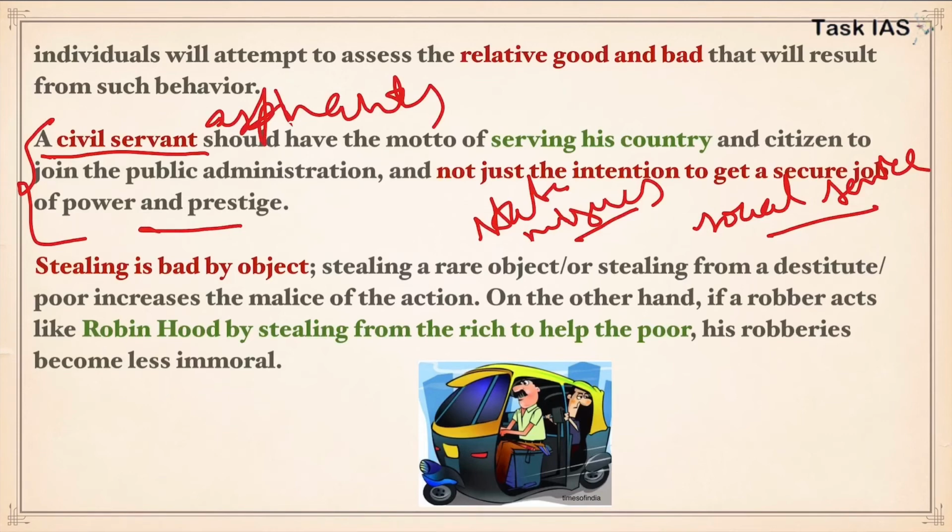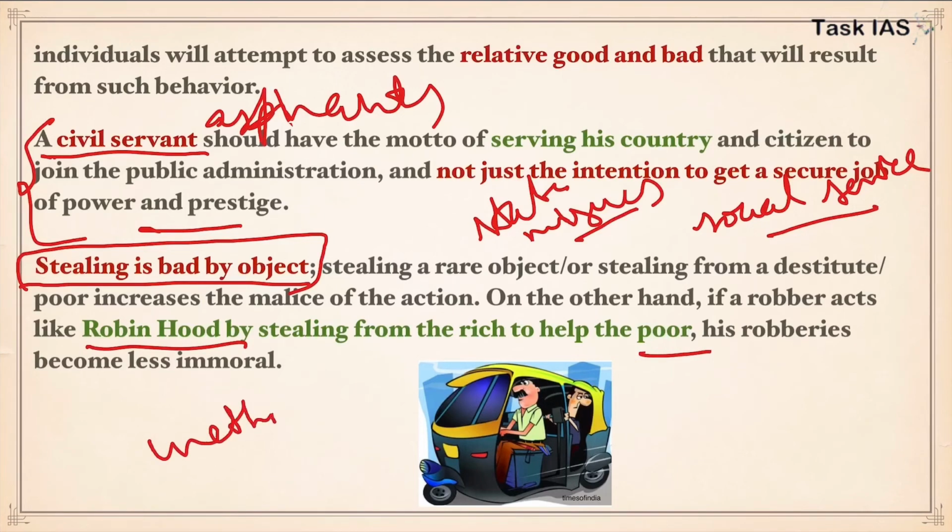Now consider another example to understand intention better. Stealing is bad, we are hearing this from our childhood, but if a robber is a kind of Robin Hood, where he is helping poor people with the money of robbery, then still his robbery is unethical, but it is less immoral because internally he has some satisfaction that he is doing some good work for poor people.